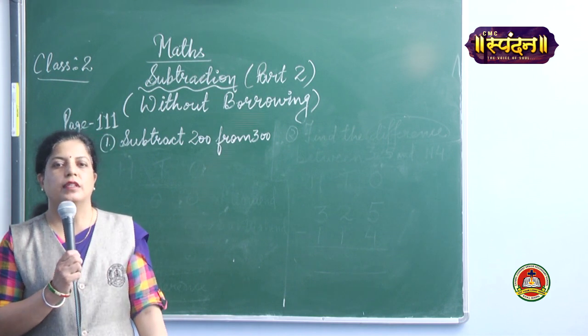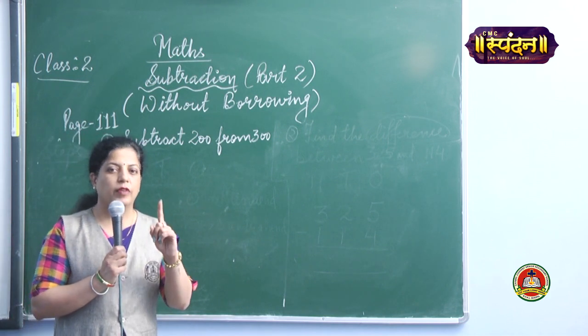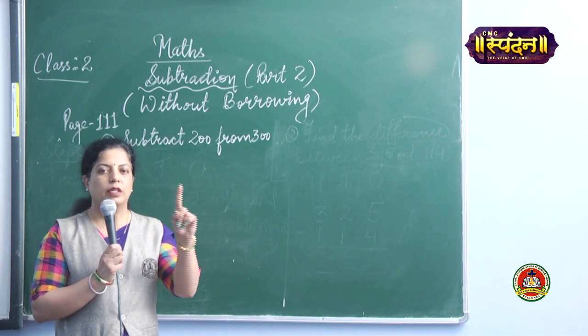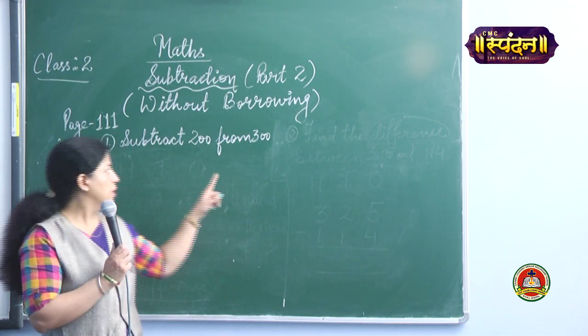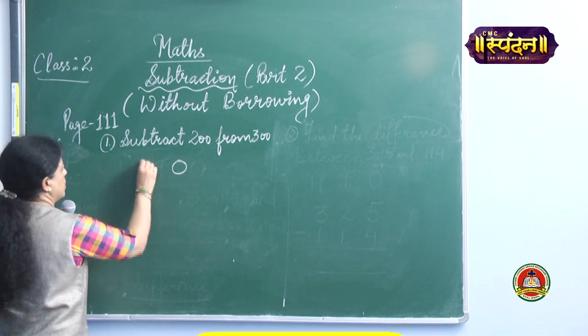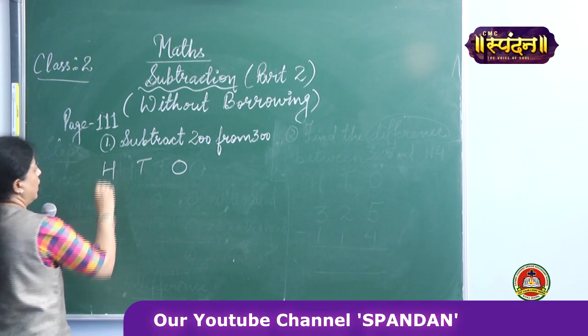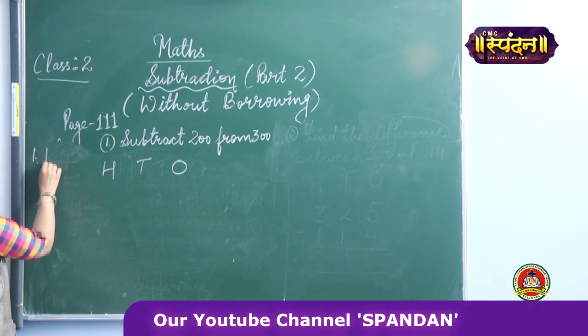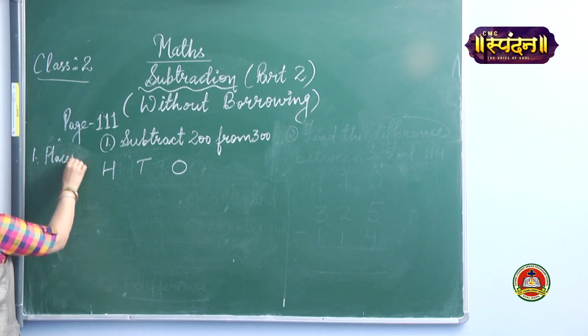Same way as we did in addition, the first step will be to write the ones, tens and hundreds. Why are we writing O, T and H? They stand for ones, tens and hundreds. This is our first step, writing the place value.